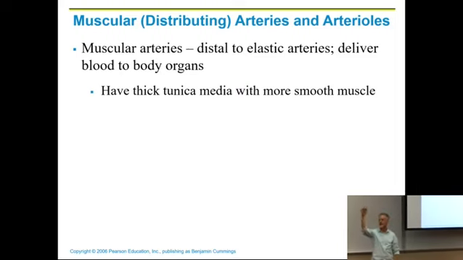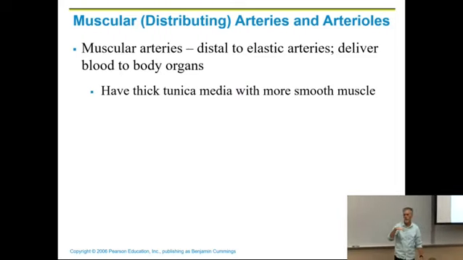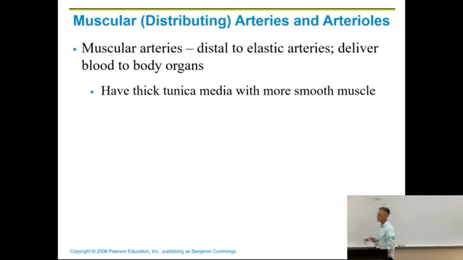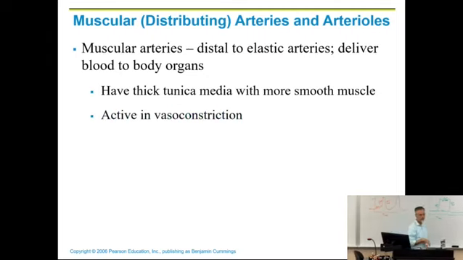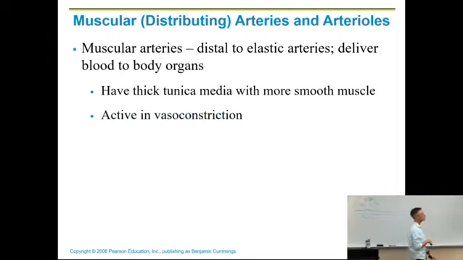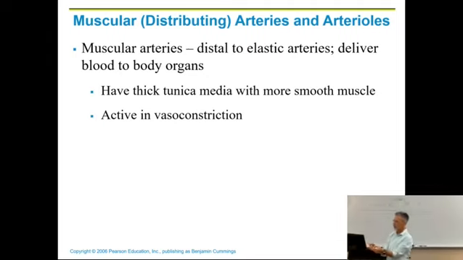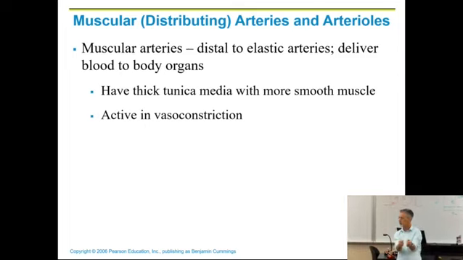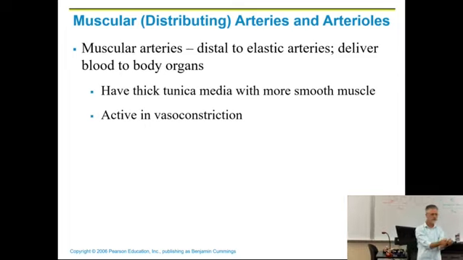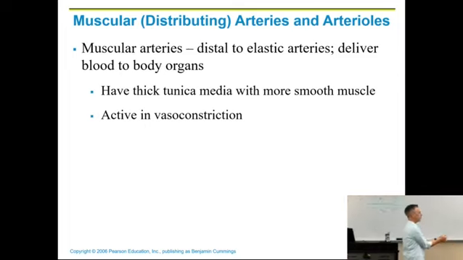So we got past the elastic arteries. Now we're getting down to the muscular arteries. They still have a thick tunica media, but less of the elastic fibers. And the thick tunica media gives us more smooth muscle so that we can do vasoconstriction. Because as we get down to these, we want to start routing this blood to different places where we need it. So that's the funny thing to think about in terms of blood pressure.